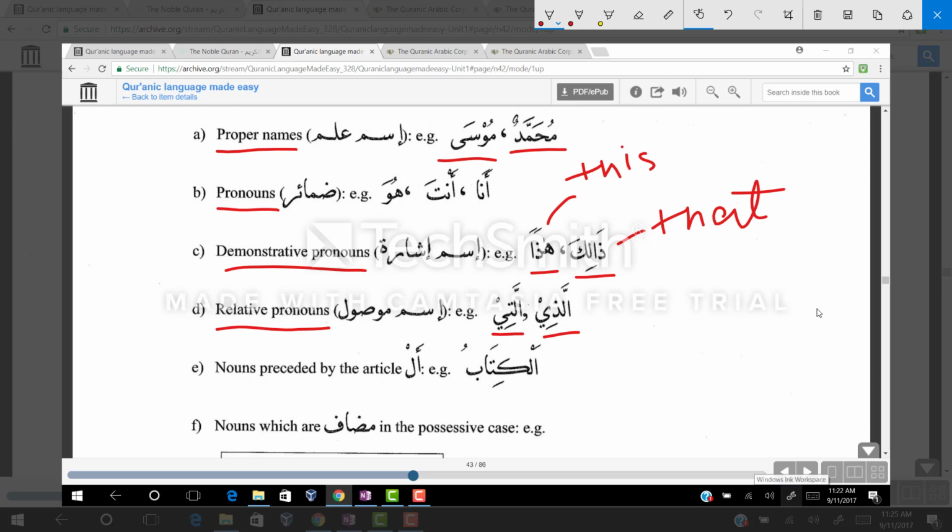And the next one is a noun preceded by the article al. You have learned in the previous lessons what a marifa noun and a nakira noun are. Anything that starts with al is always a marifa noun or definite noun. So if you say al kitabu, al baitu, al rasulu, any noun that starts with al is a marifa noun or definite noun.